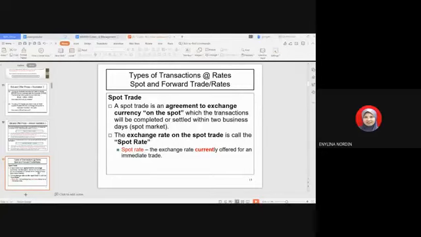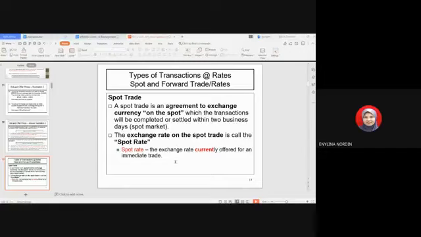we go to the next part of this particular topic, which is the types of rates. Like I said, the bank can quote the exchange rate at spot rate or at forward rate. So what is the spot rate? What is the forward rate? So we look at the first part here, which is spot rate. The spot rate is actually the exchange rate that is currently offered for an immediate trade. So the spot rate is actually the current exchange rate.